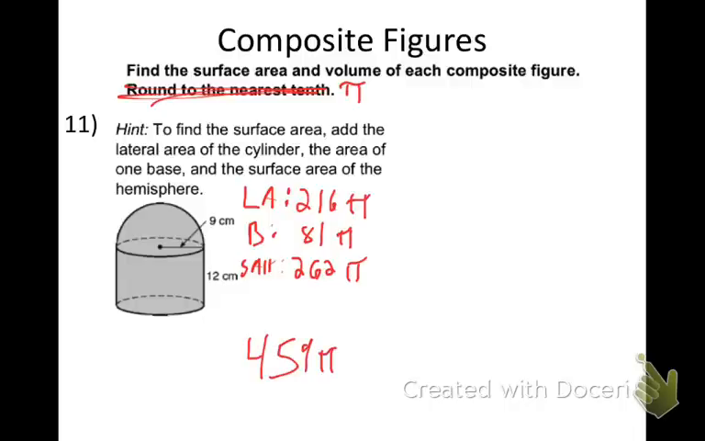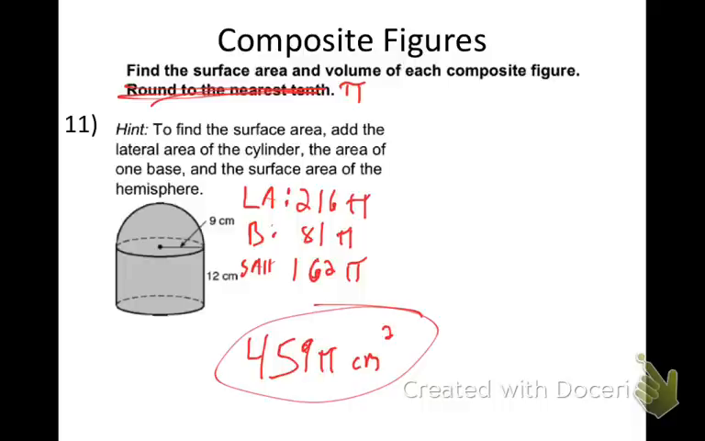And then I add those up, and what do I get? 459 pi centimeters squared. Wait, it's 162. My bad, that was 162. Now you add them up, you get 459 pi centimeters squared. Nice job.